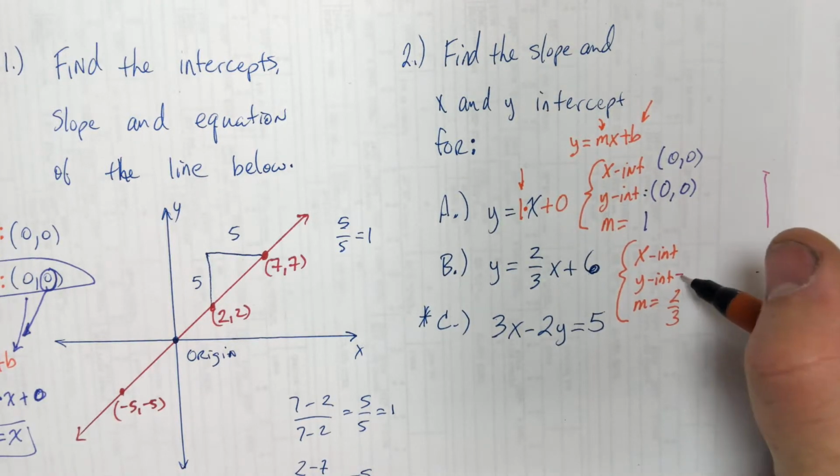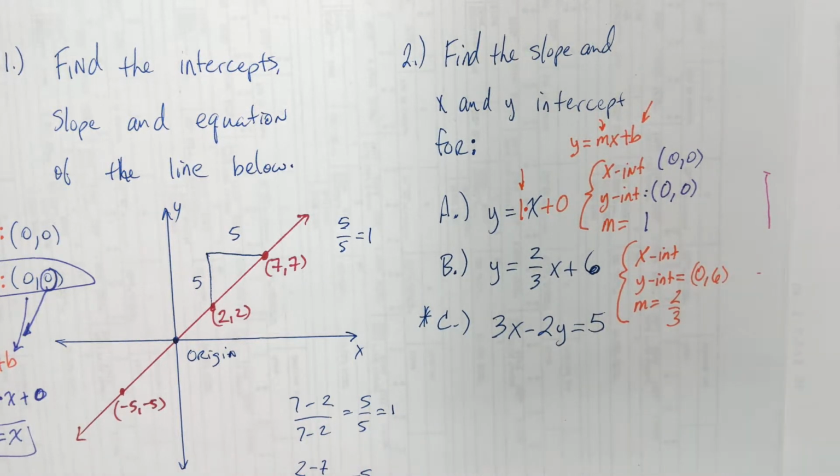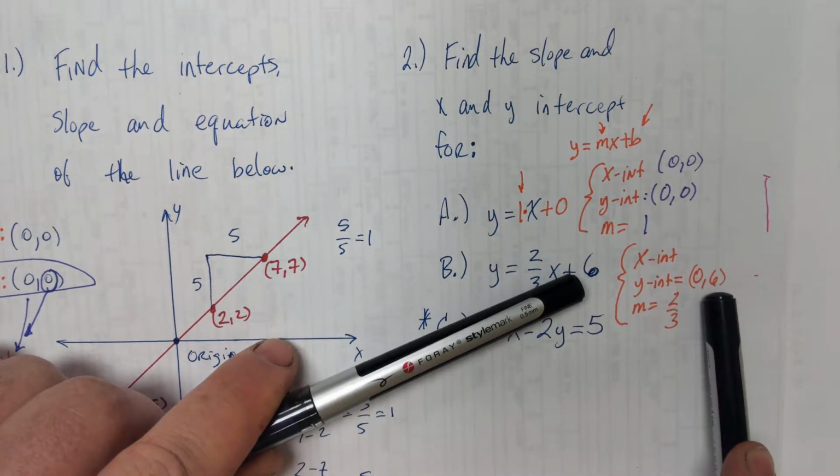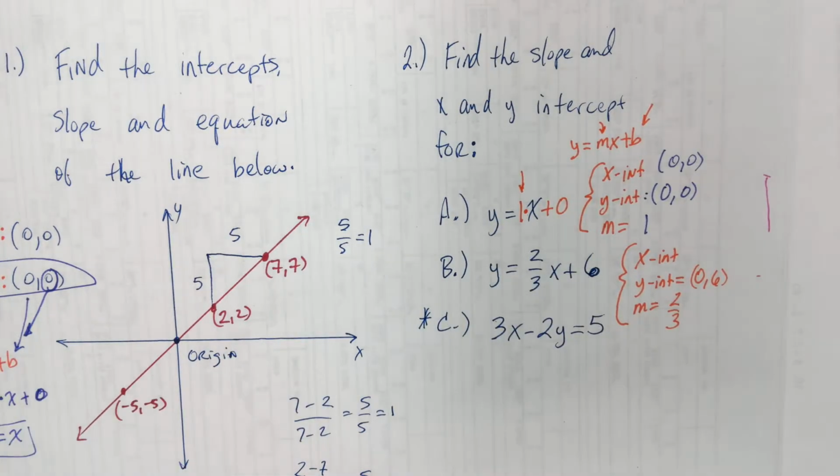The y-intercept? 0, 6. Don't forget to write 0, 6. If you just put 6, it would be like 0.6. It's not a coordinate, right? y equals 6 would actually be a horizontal line. You're right. The letter B is the y-intercept. So in this case we got it. 6, okay.